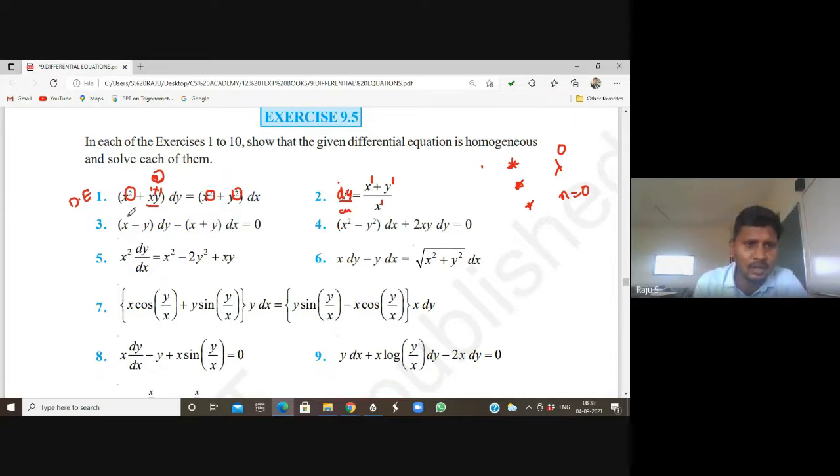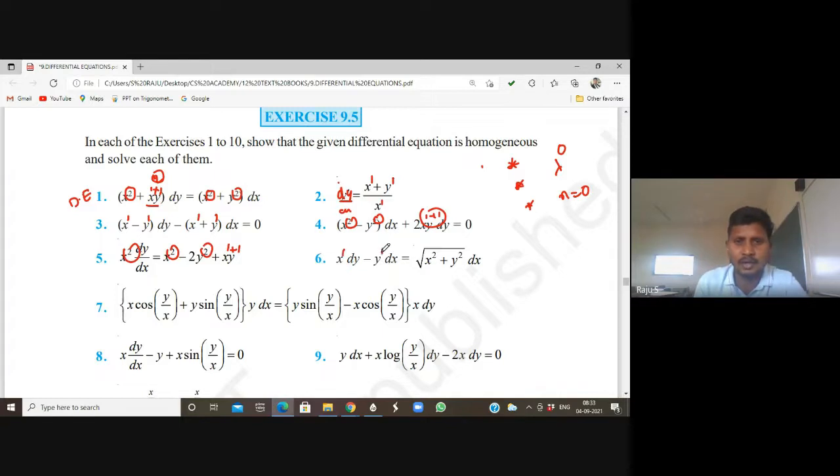What is the degree here? 1, 1, 1, 1. Differential equation. 2, 2. Here 1 plus 1, x power 1, y power 2, so it is also a differential equation. 2, 2, 2. Here also 1 plus 1, 2. Differential equation. Whenever it is a homogeneous differential equation, then only we can solve. There is a procedure. Otherwise, we don't have any procedure.